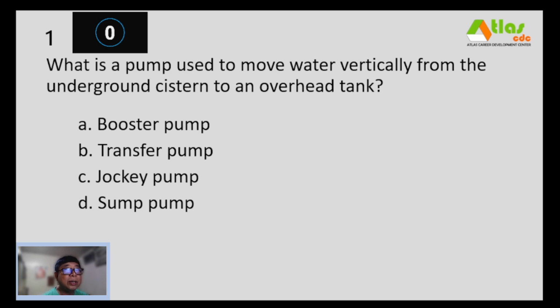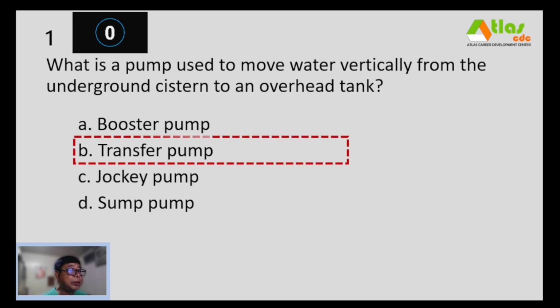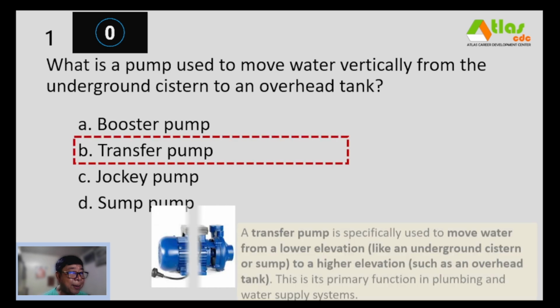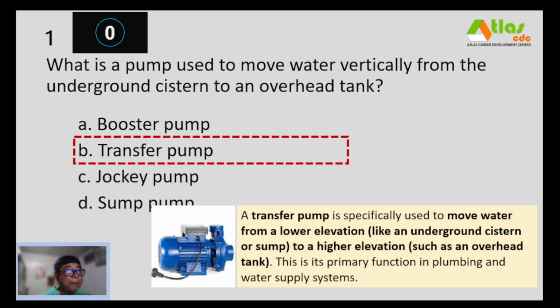Okay, and our correct answer is letter B, transfer pump. So a transfer pump is specifically used to move water from a lower elevation, like an underground cistern or sump, to a higher elevation, such as an overhead tank. This is its primary function in plumbing and water supply systems.